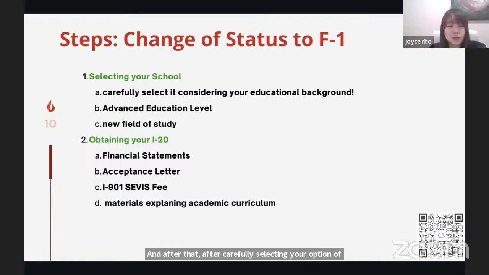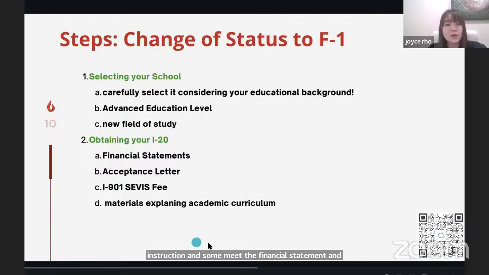And after carefully selecting your school, once you choose it, now it's time to obtain your I-20. To do so, I believe the school really wants to see your financial statement as the first evidence. They want to see that you have funds to cover your tuition and living costs. So follow the school's instructions and submit the financial statement. Then they can issue the I-20 and give you the acceptance letter as well.